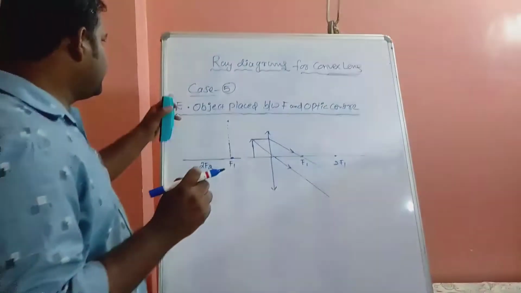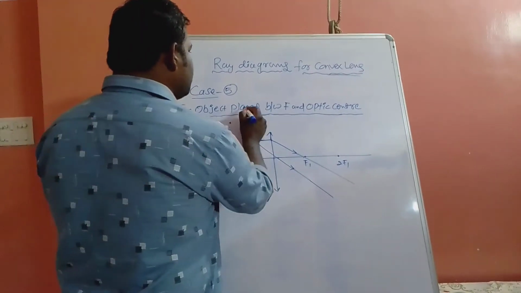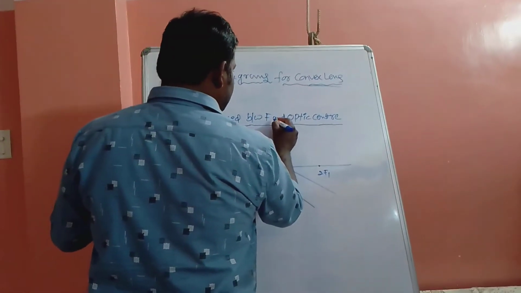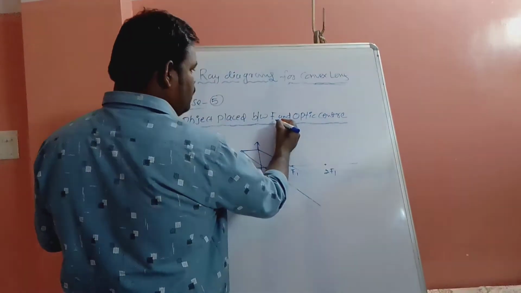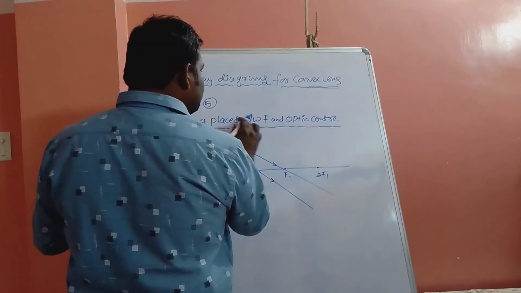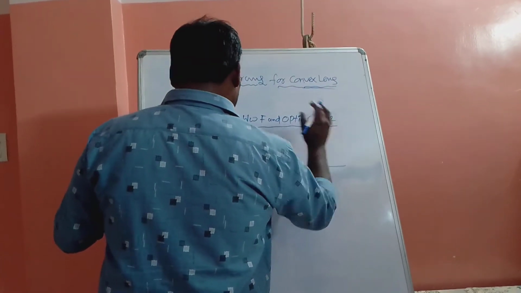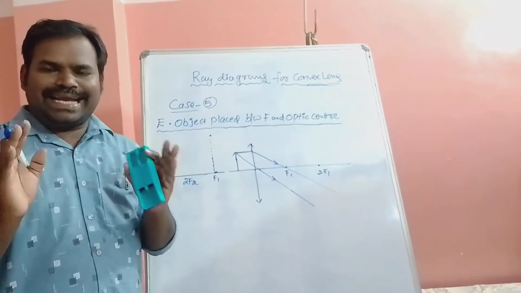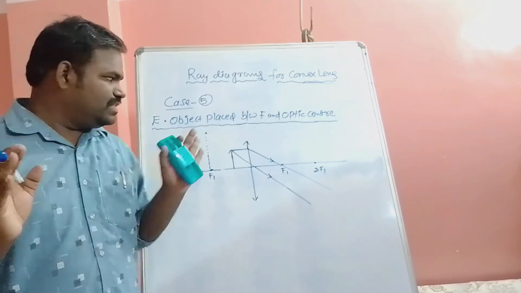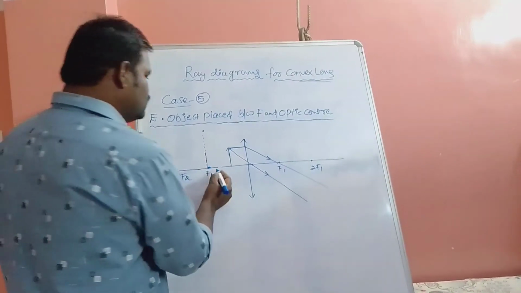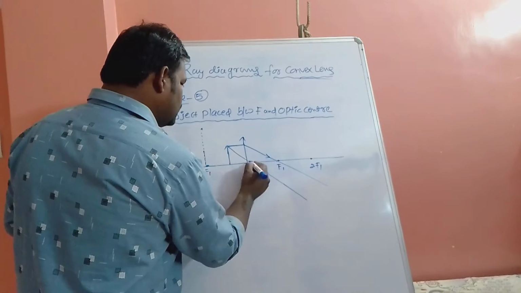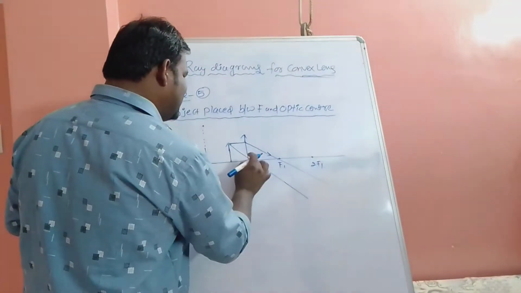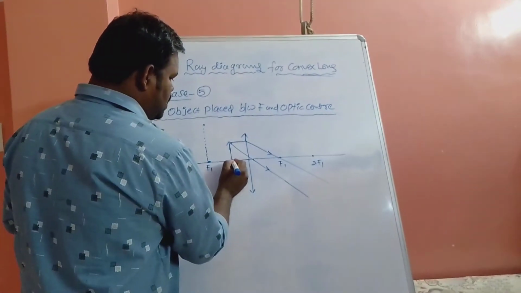Now, case 5. Case 5, the object placed here, we keep the object between F and the optic center. F means one focal point. Okay, na? When the object is placed between focus and optic center, now let us see what type of image will be formed and how we can draw the ray diagram for this situation. Okay, na? So we know very well, this is the focus now. This is the optic center. So here I place the object between focus and the optic center. Okay, na?